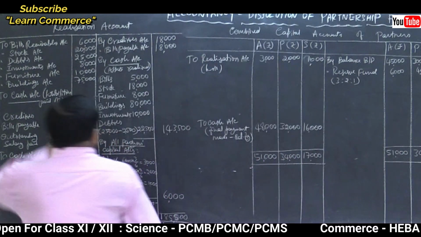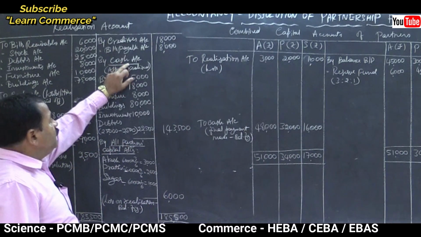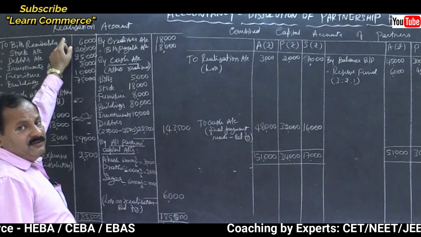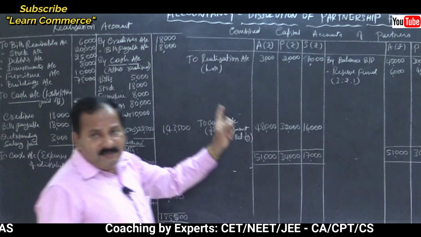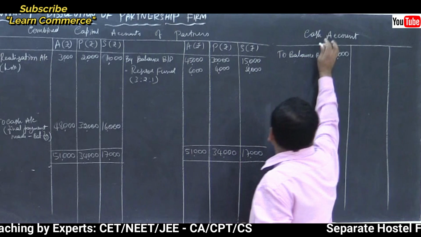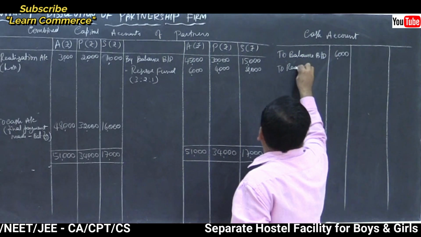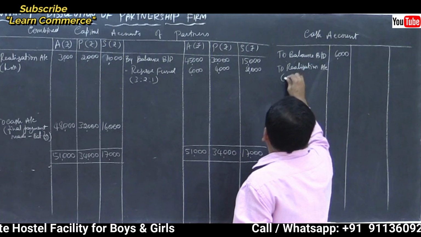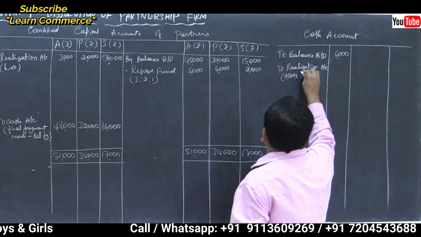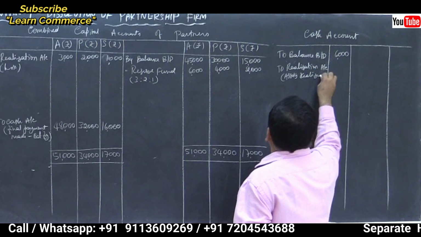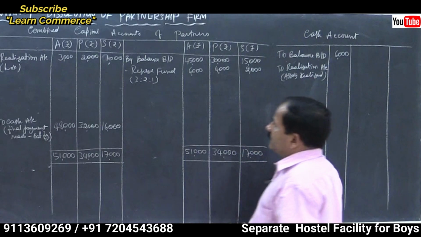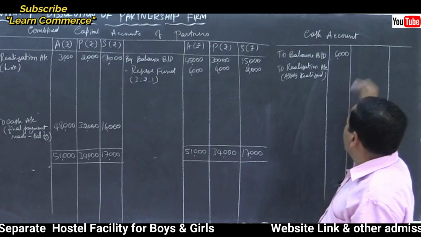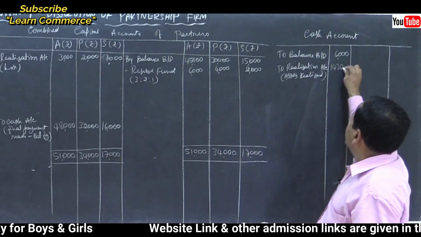Then refer to your realization account. See here, cash account debtor to realization account. So in realization account, on the debit side, to realization account. Right here, assets realized. No need to write the breakup. Assets realized. Write the amount. How much? 143,500.